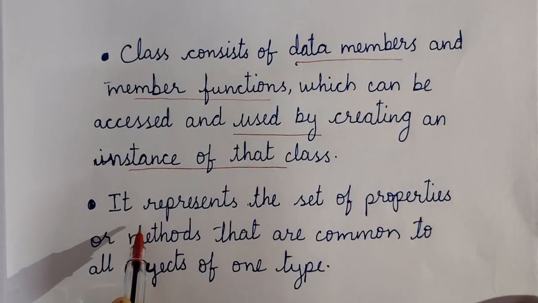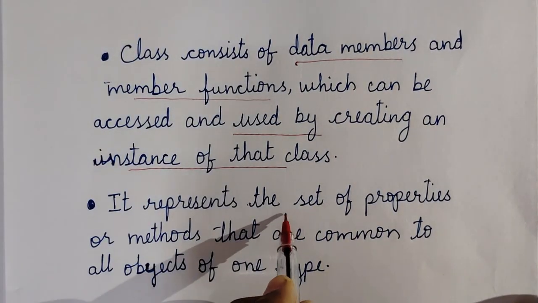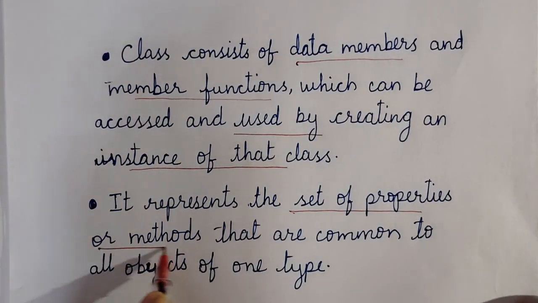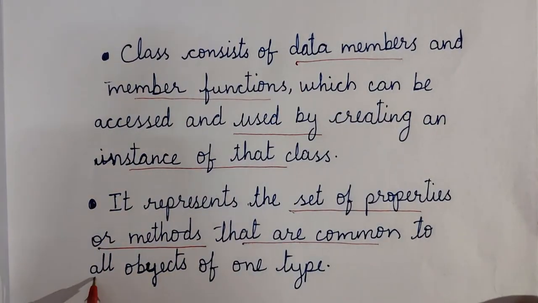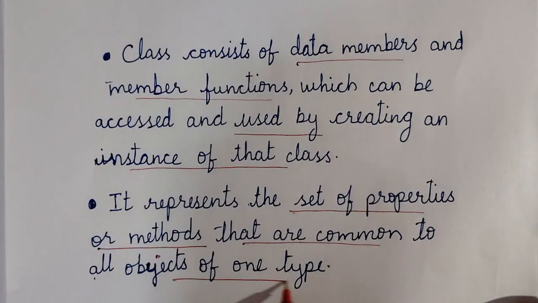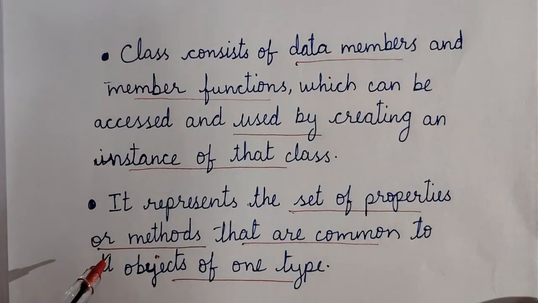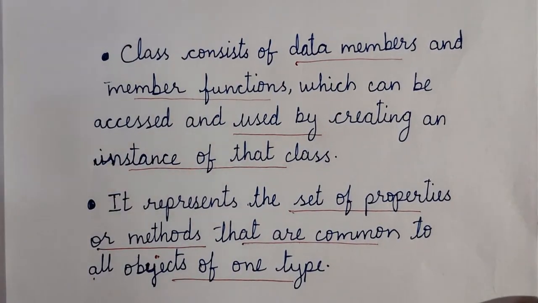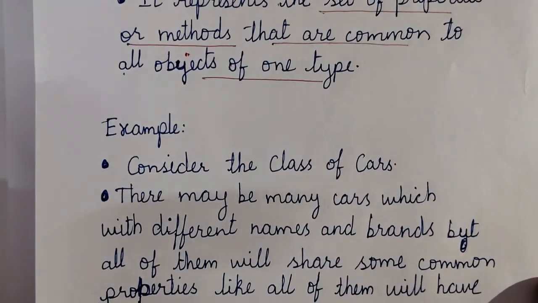One more thing: what does the class represent? A class represents a set of properties or methods that are common to all objects of one type. We may understand it, but we can't write it in the examination, so we can understand it better through an example of a class.